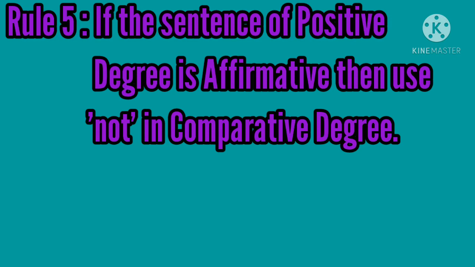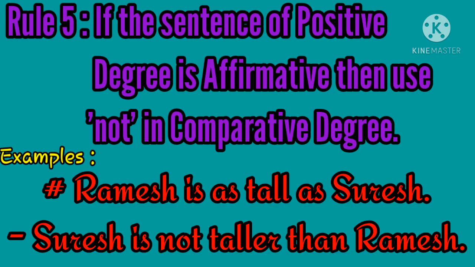Next rule number 5. If the sentence of positive degree is affirmative, then use not in comparative degree. This rule is opposite of rule number 4. Look at example. Ramesh is as tall as Suresh. So again we have to make it into negative sentence. So let us see, keep the first subject Suresh, after that verb is, after that keep not, and then tall is an adjective, so its comparative degree taller. After that than, and then first subject Ramesh. So it becomes Suresh is not taller than Ramesh.